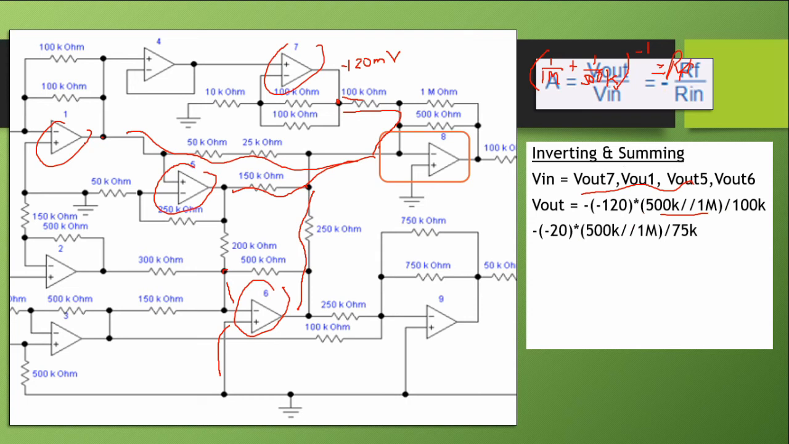For V out 1, V out 1 is negative 20 millivolts. So negative of negative 20 times 500 parallel to 1 amp, and the equivalent series resistance R in is 50 plus 25, so 75k. Then for V out 5, our R in is 150k, and we know that V out 5 is negative 120.